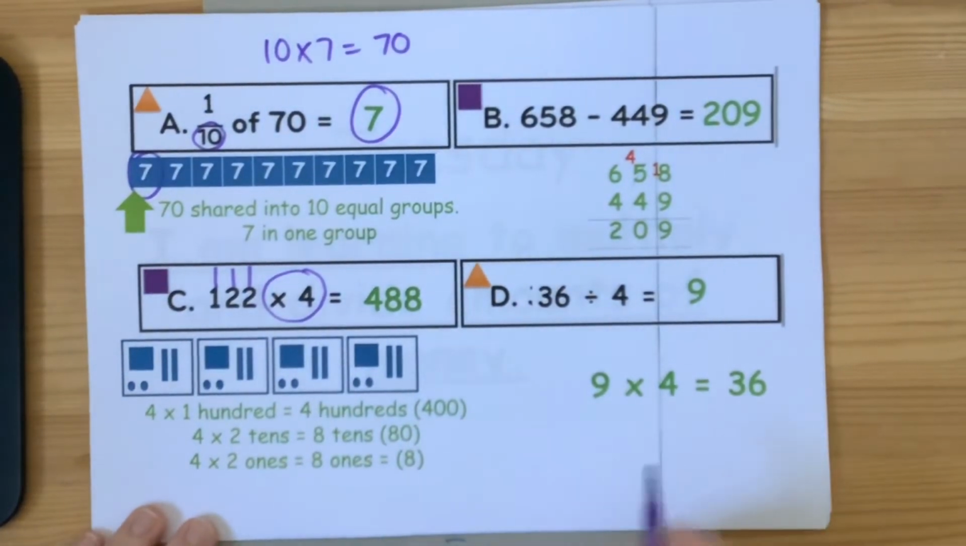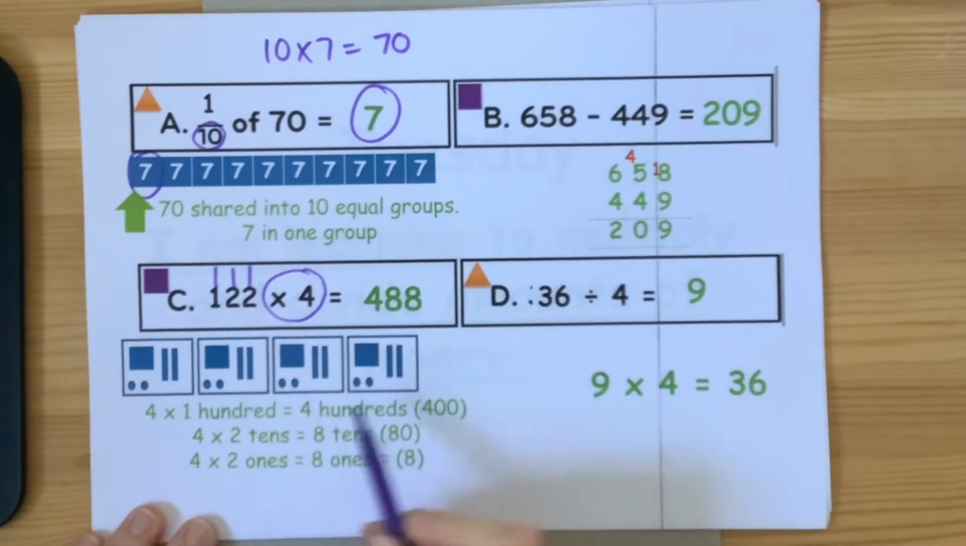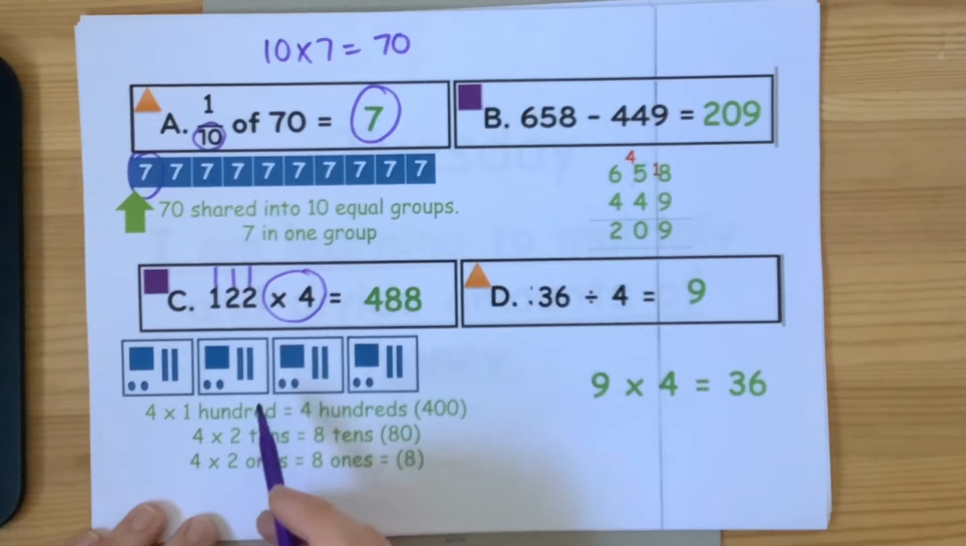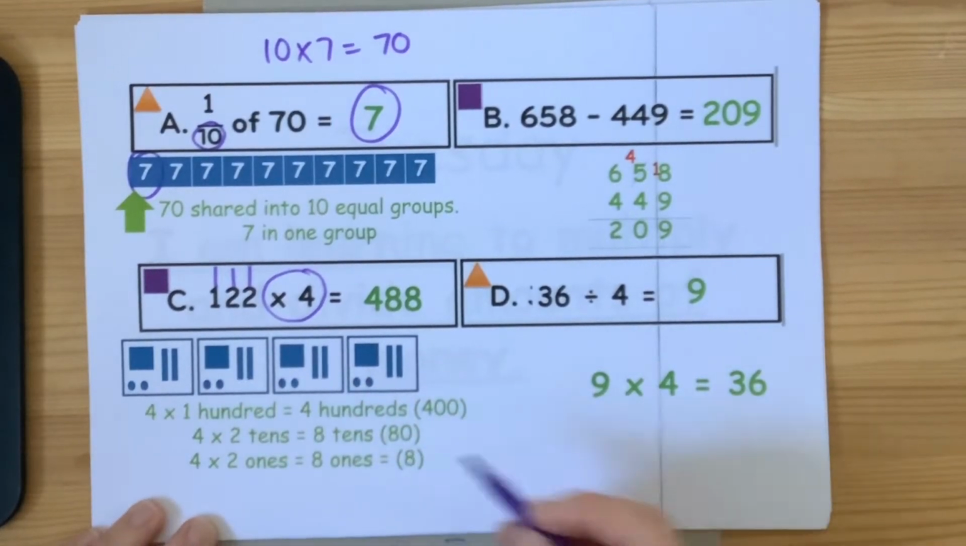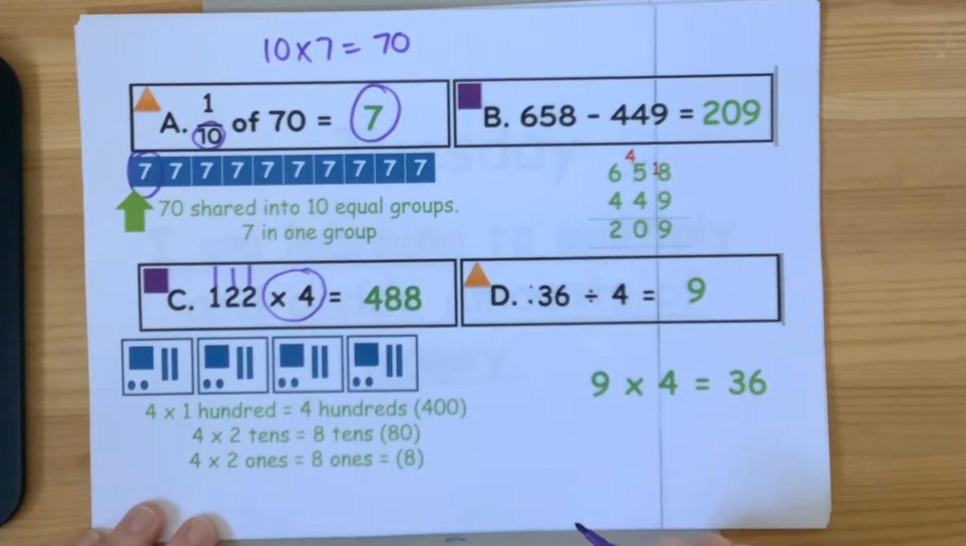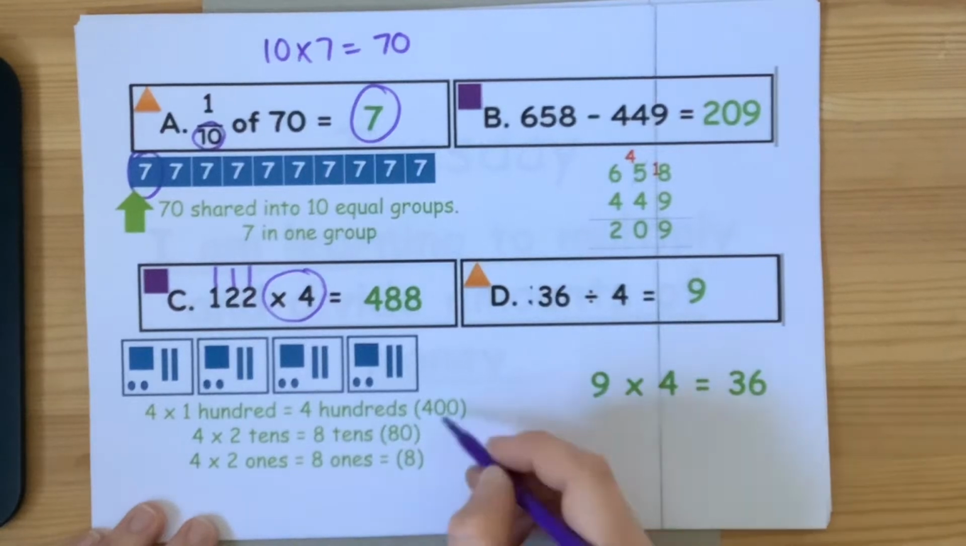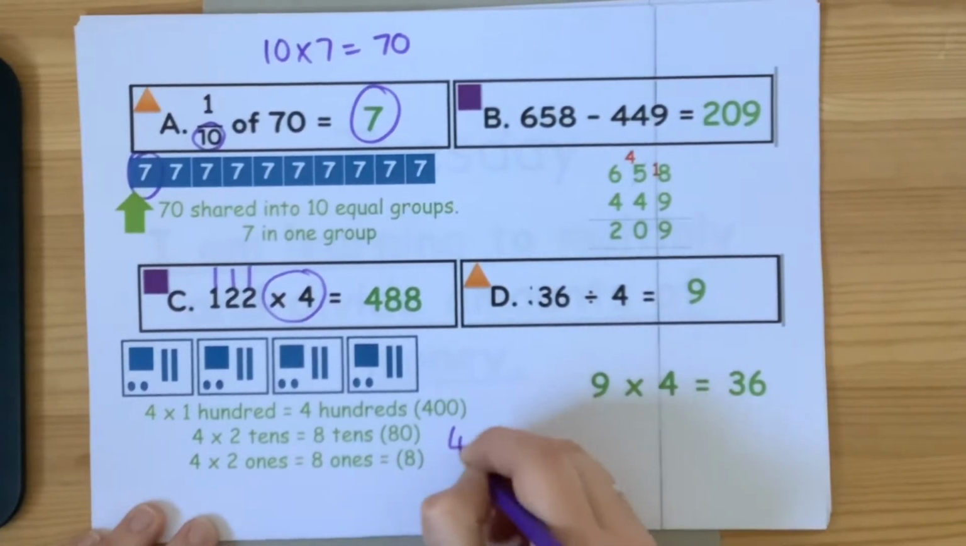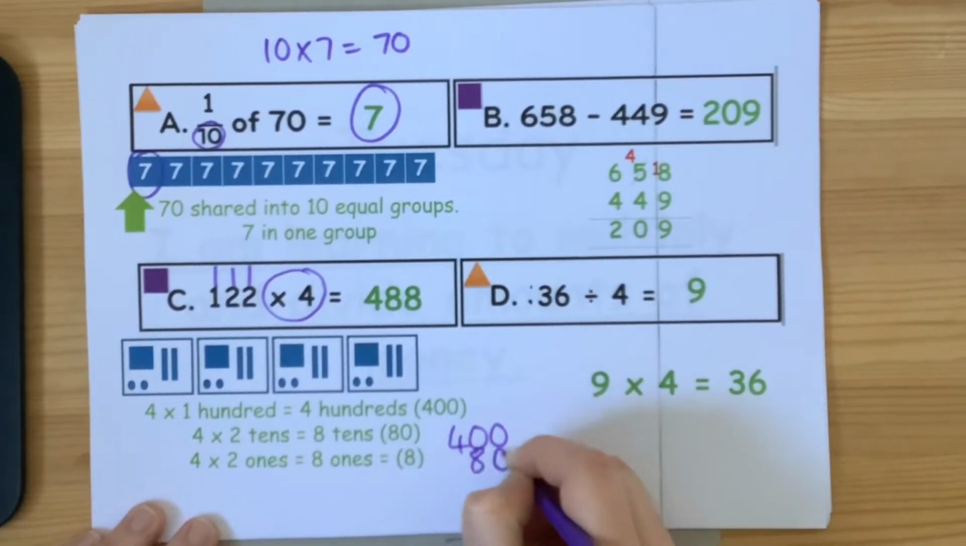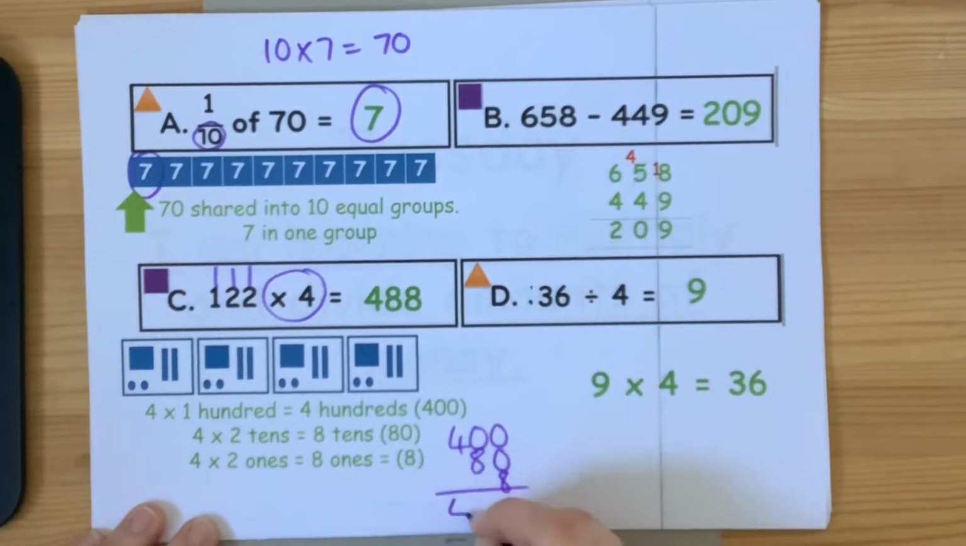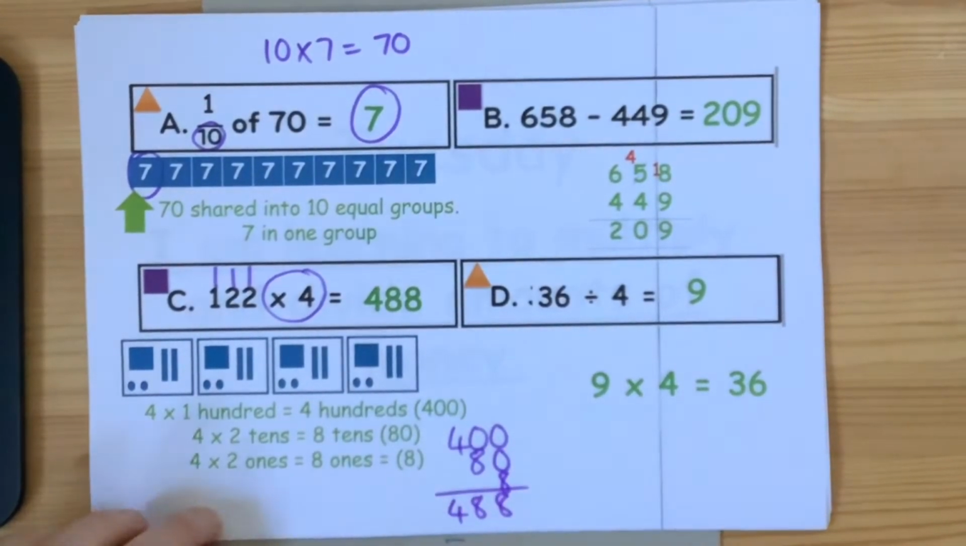So then I counted up how many hundreds I had, and I had 4 hundreds, which is the number 400. Then I counted up how many 10s I had, and I had 8 10s, which is 80. And then I counted up my total of 1s, and I had 8 1s. If you do 400, 80 and 8, then hopefully you could see that the answer was 488. So well done if you got that one right.